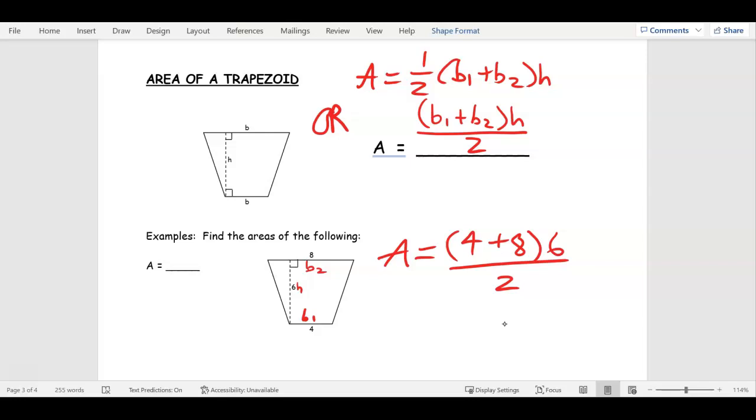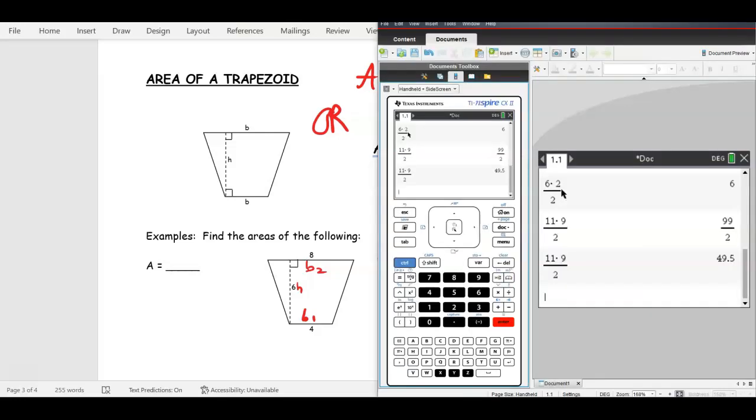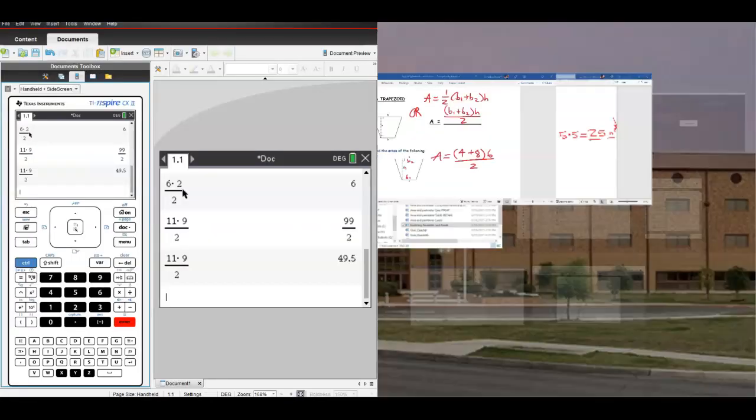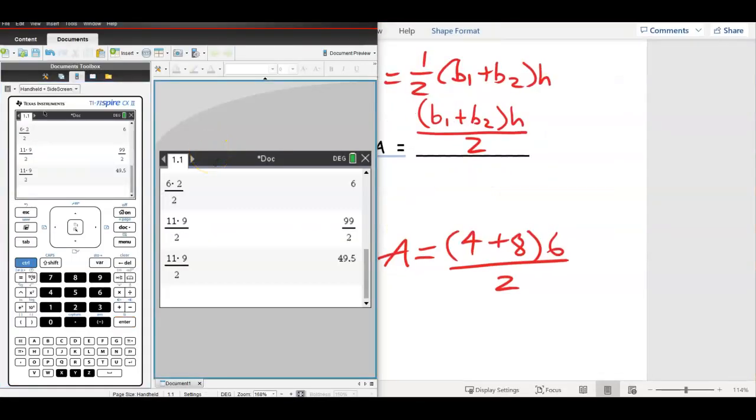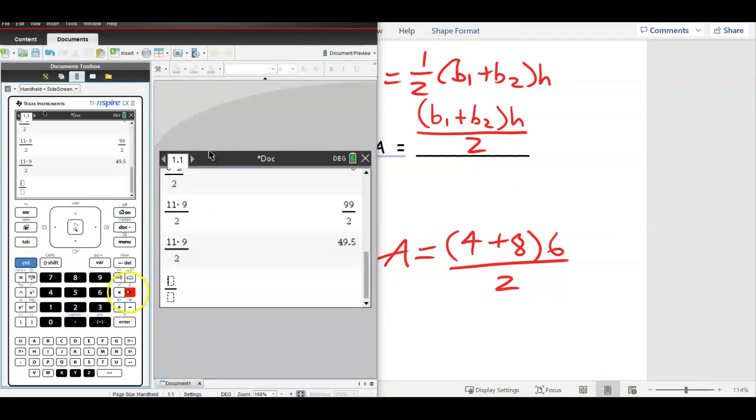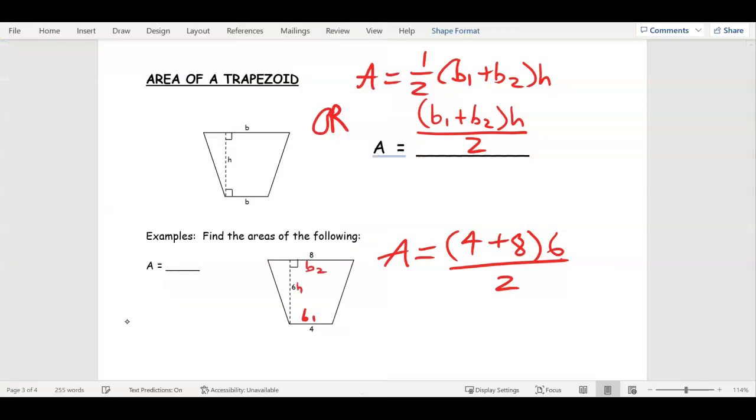You can do that piece by piece, or you can just type into the calculator in one step. Let's see if we can do that. Control divide, parentheses, 4 plus 8, parentheses, times 6. All right, let's see what I get. 4 plus 8 times 6 divided by 2 is 36. That is right. Very good. All right. So the area is 36.